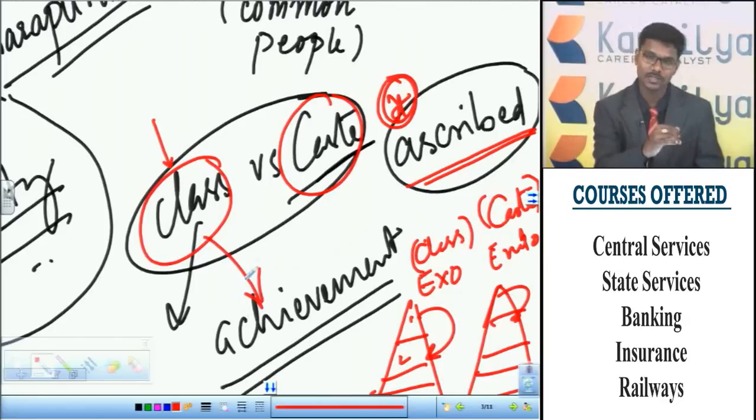Whichever caste I am born in, I will grab it or I will achieve it through my hard work. Fine. So that is the difference between caste system and class system.